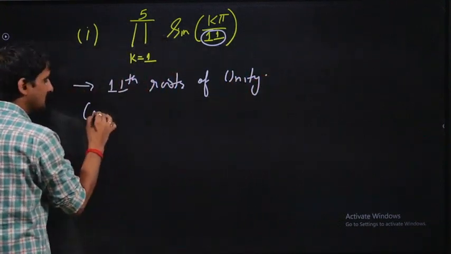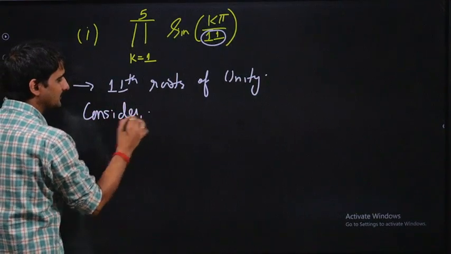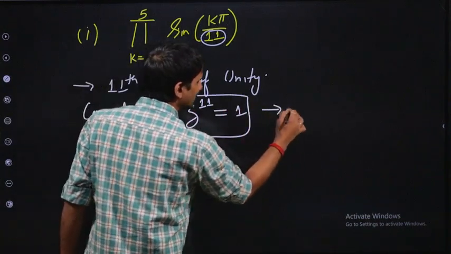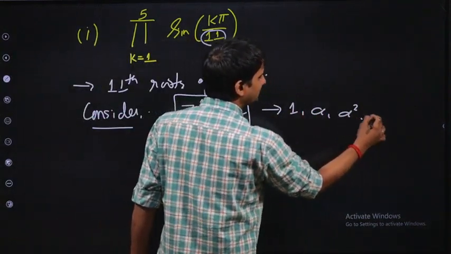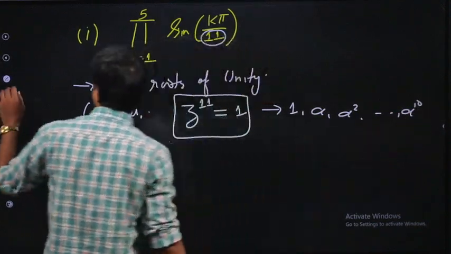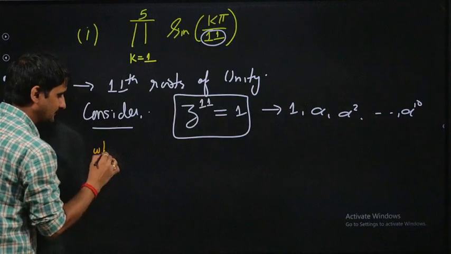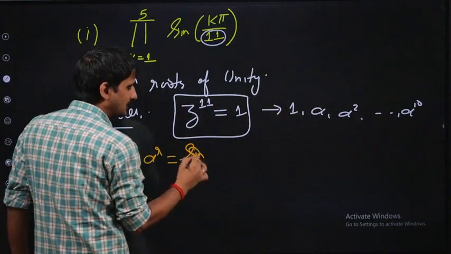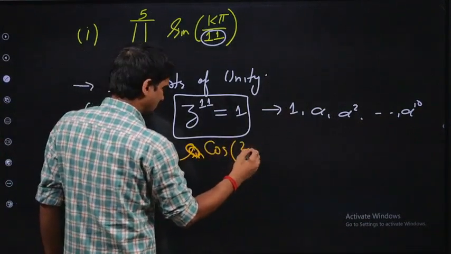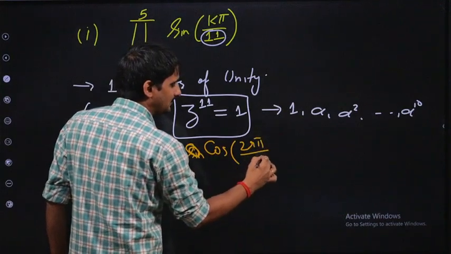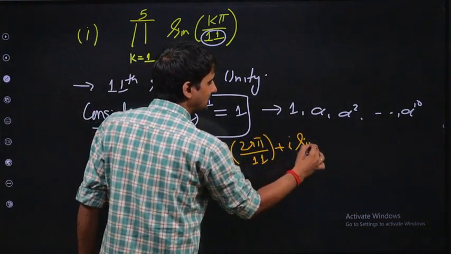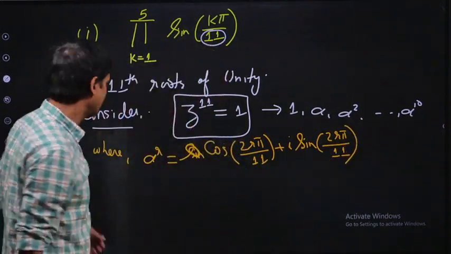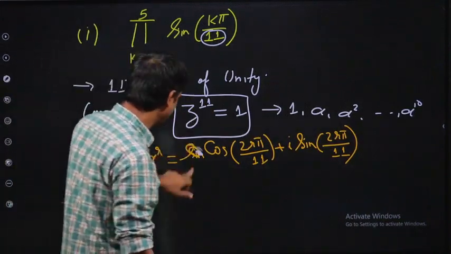Okay. So consider the equation z to the power 11 is equal to 1. So its roots are 1, alpha, alpha square, and so on up to alpha raised to the power 10. In general, we know that alpha raised to the power r is cos of 2r pi by 11 plus iota times sine of 2r pi by 11. Okay, we all know this. We have already used the roots of unity in a few questions earlier also.